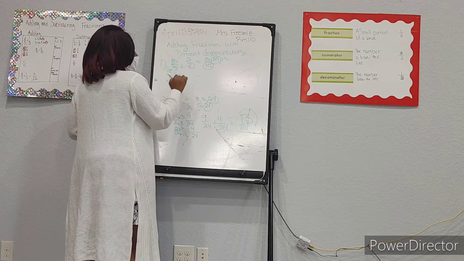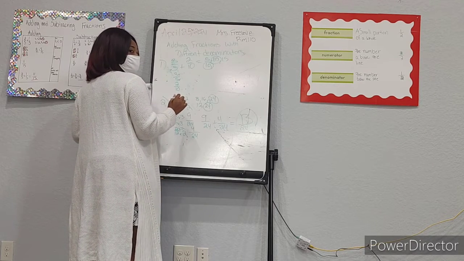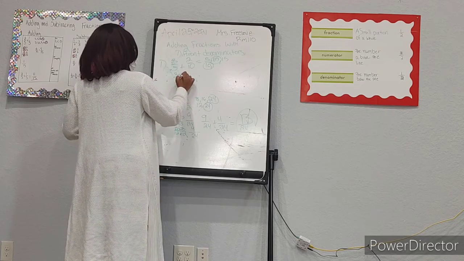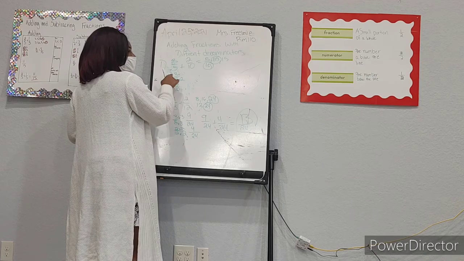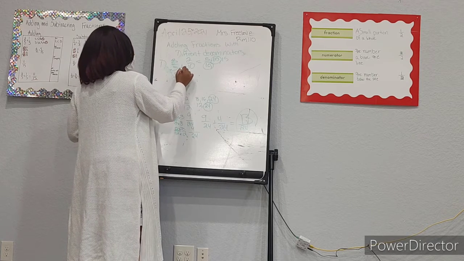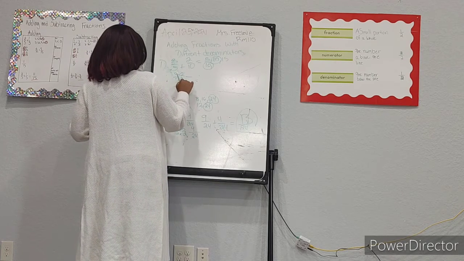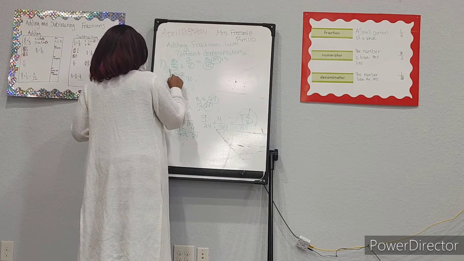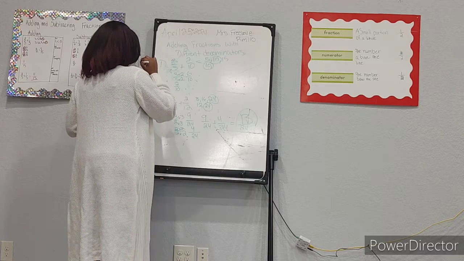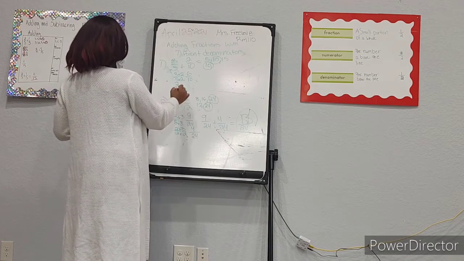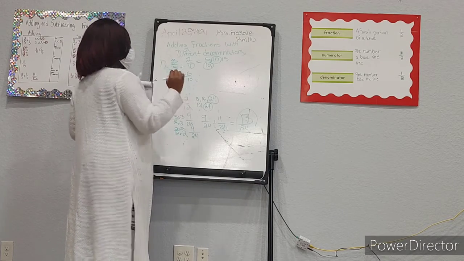5 times what gets 10? Yes? 2. And since we're multiplying the denominator by 2, we need to multiply the numerator by 2. Correct. 5 times 2 is 10. 3 times 2 is 6. 6. Now, in order to get 10 to be 10, we need to multiply it by?